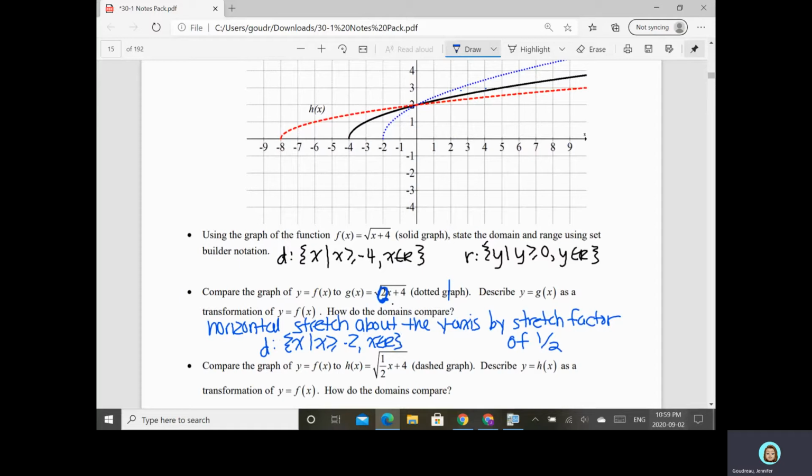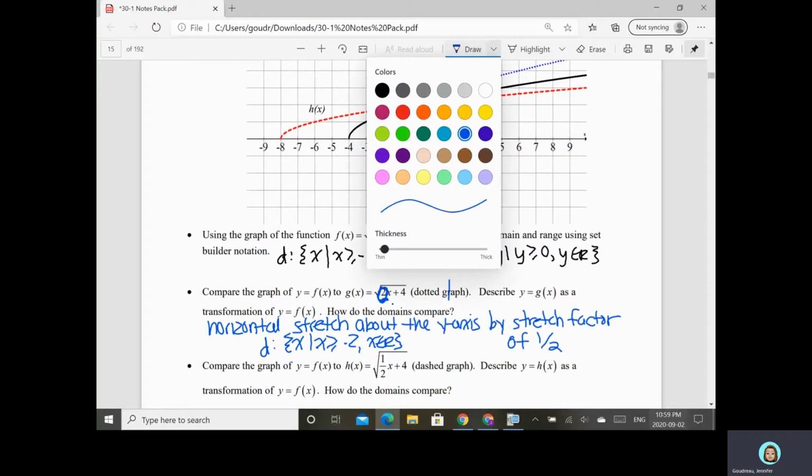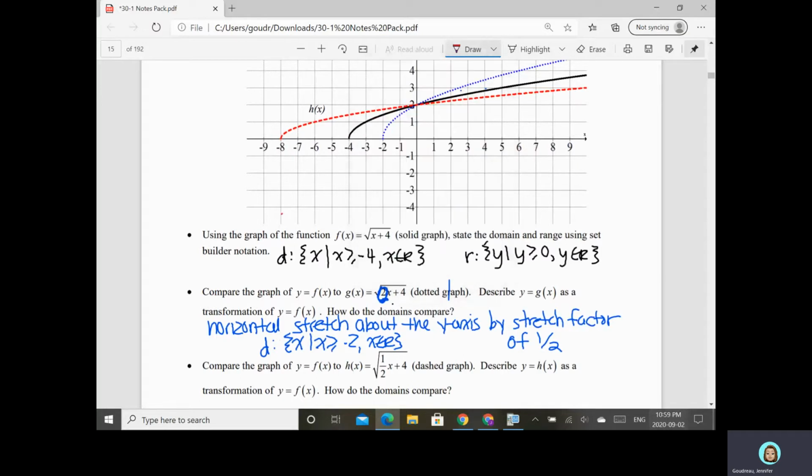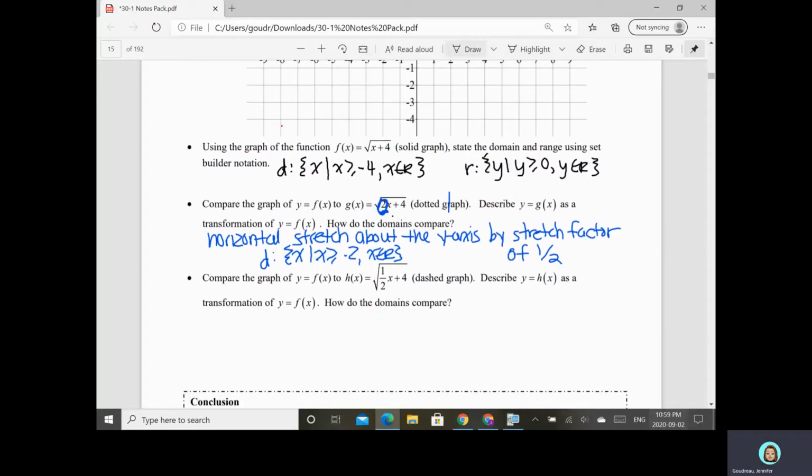Now let's have a look at h at x. Let's look first at the equation of h at x. So I notice that for the equation of h at x, it's 1/2 x plus 4. So f at x was just x plus 4, h at x is 1/2 x plus 4. That coefficient was put in front of the x, and the coefficient that we are using is 1/2.